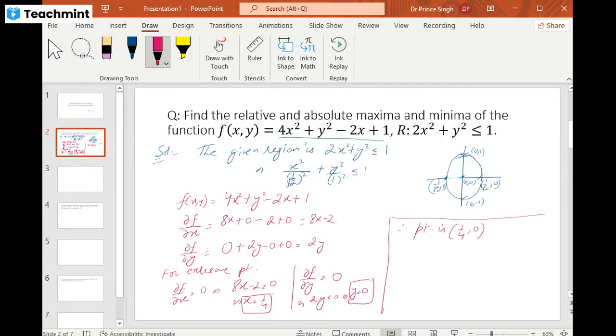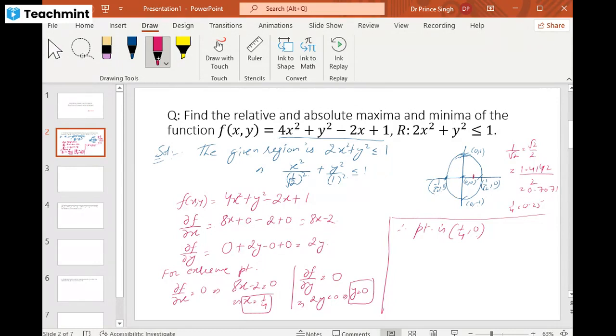Firstly we want to see whether this point lies within this region. Here the value of x lies between minus 1 by root 2 and 1 by root 2. 1 upon root 2 is root 2 by 2, and we know that the value of root 2 is approximately 1.4142. If I divide it by 2, its value is 0.7071, and 1 by 4 is approximately 0.25. So definitely this point lies inside this region on the x-axis.